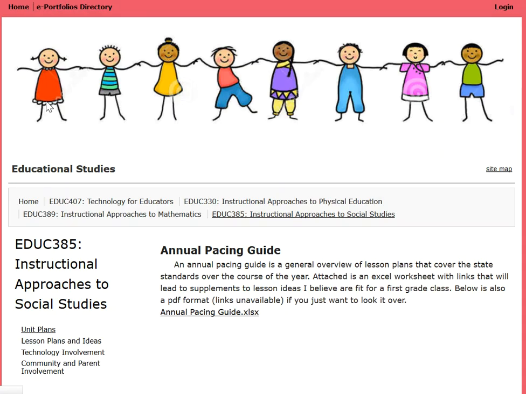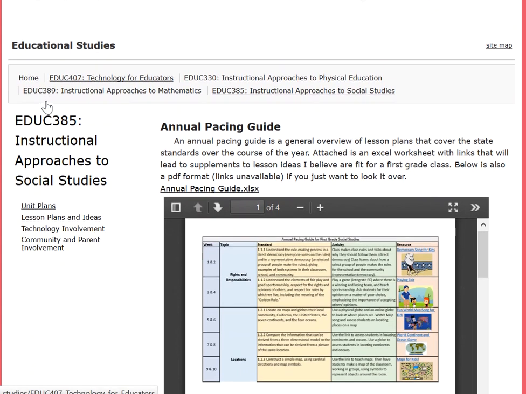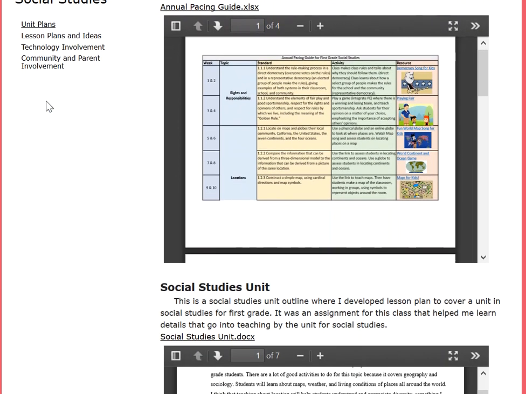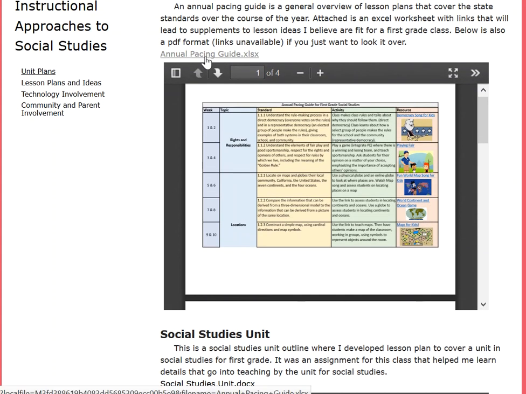The next part I have is the annual pacing guide. There's the unit plans that we planned in class and the social studies unit. I included the PDF and the file because some of these links do not work through the PDF and you need to open the actual file to get into them.